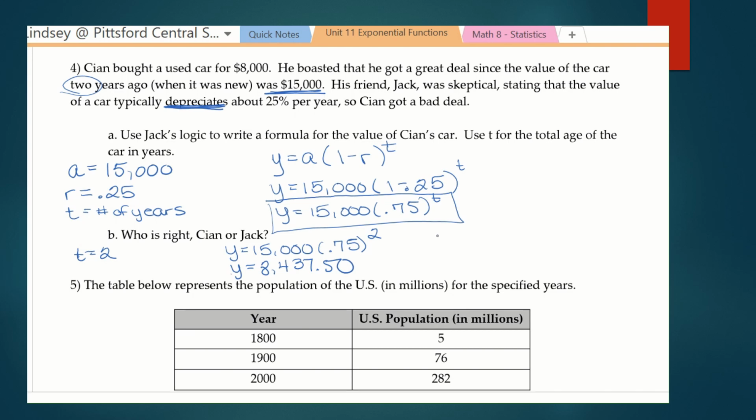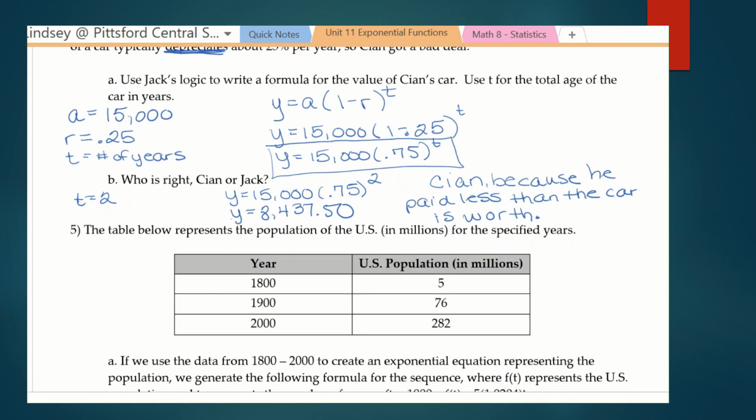So I'm going to say, to answer the question, Cyan, because he paid less than the car is worth, which is good. If he paid more, if he paid $9,000, he paid more than the car was actually worth. So that would not be a very good deal. But in this case, yep, he saved a little bit of money, so he definitely got the better end of the deal on this one.